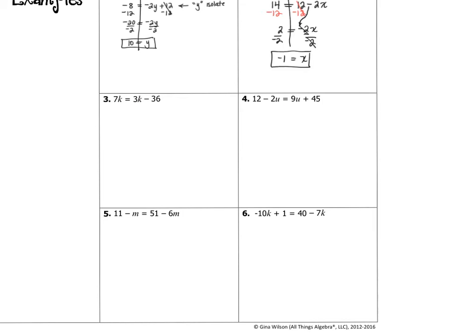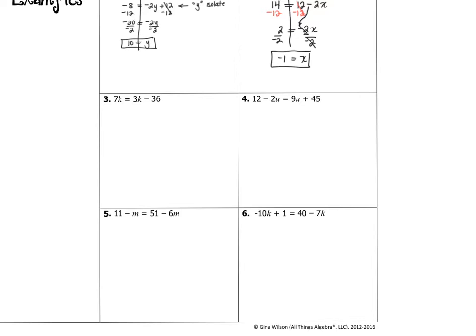For number 3, I have 7k is equal to 3k minus 36. No distributive property on the left or on the right. In number 3, I do have 7k over here on the left by itself, so it makes sense to zero out the 3k and bring that inverse over here. You could zero out the 7k, that's also fine.